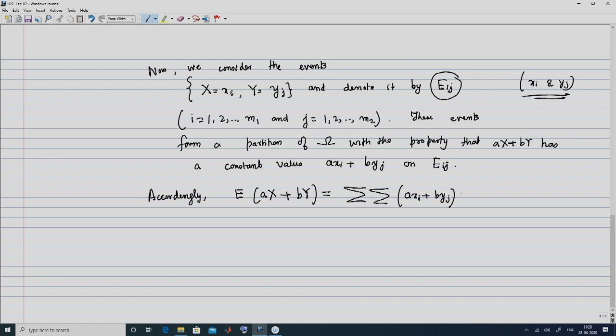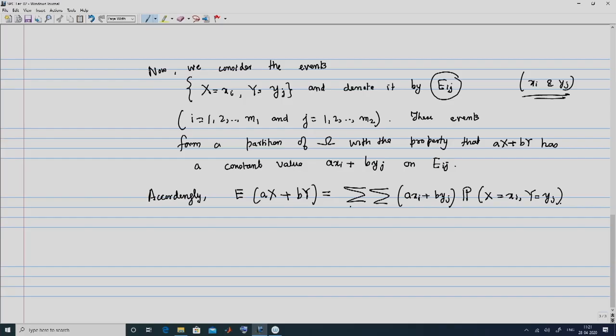These are the values it takes, along with the corresponding probability that x equals Xi and y equals Yj. Remember that the events x equal to Xi and y equal to Yj, for i equal to 1 to m1 and j equal to 1 to m2, are disjoint and form a partition. I have just made use of the definition of expectation in terms of the values that the random variable takes to get this expression. So, the summation goes from i equal to 1 to m1 and j equal to 1 to m2.